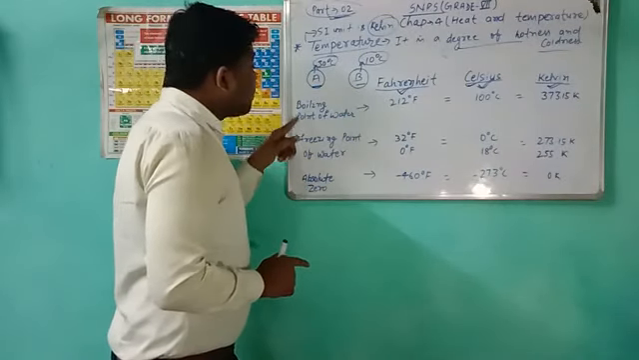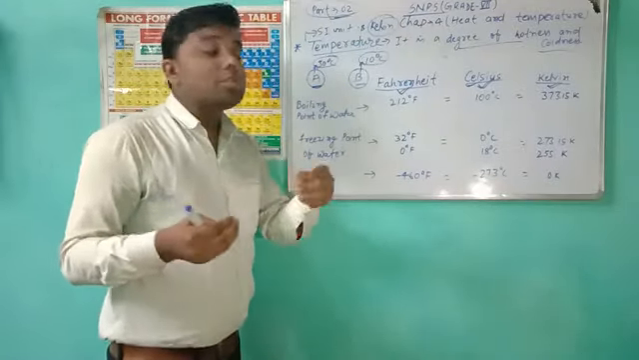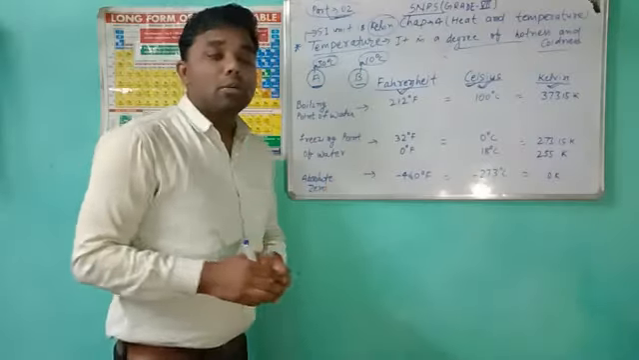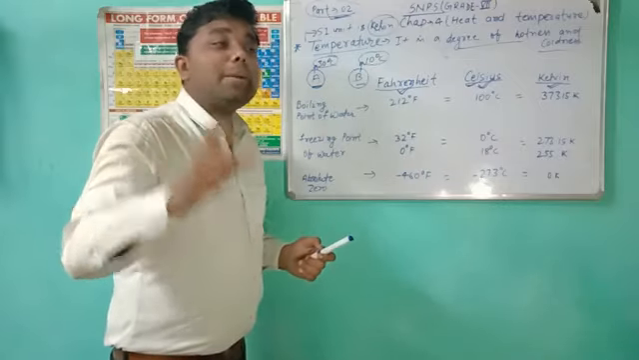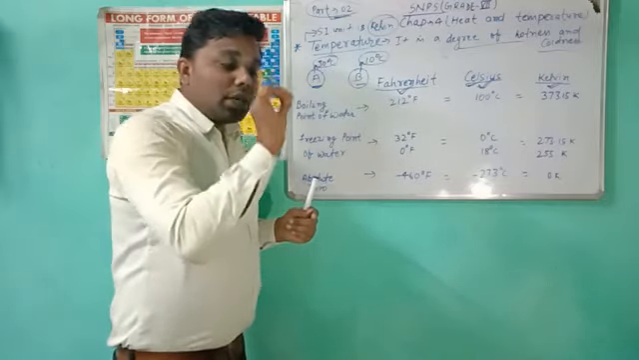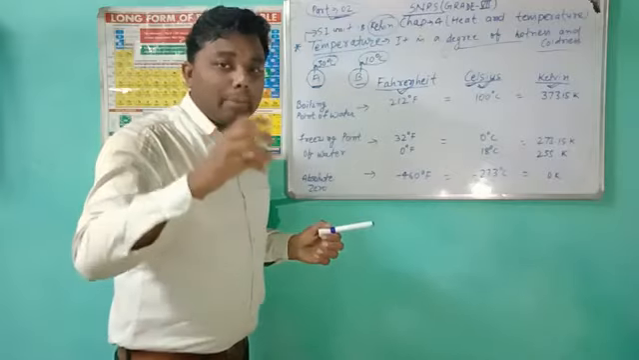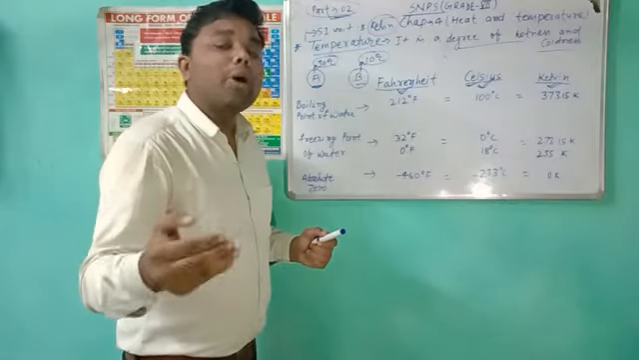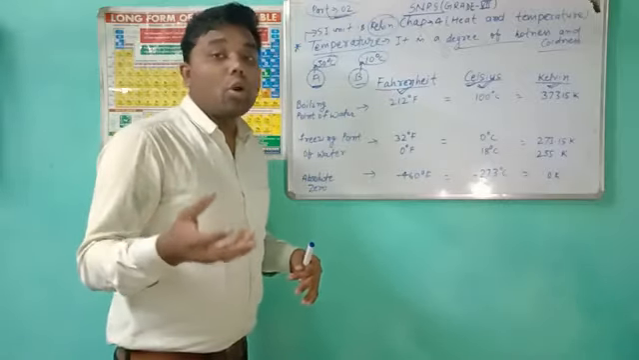Firstly, for the boiling point of water, you first have to know what boiling point, melting point, and freezing point are. The melting point is the temperature at which a solid starts to convert into a liquid. The boiling point is the temperature at which a liquid starts boiling. This is called the boiling temperature.